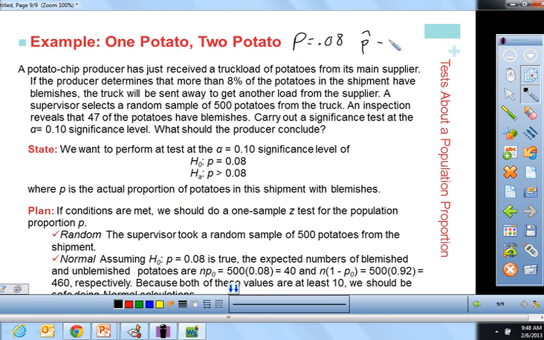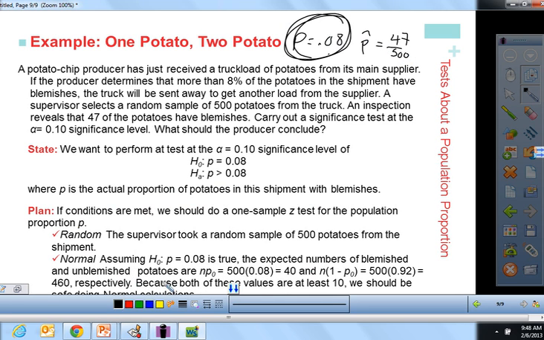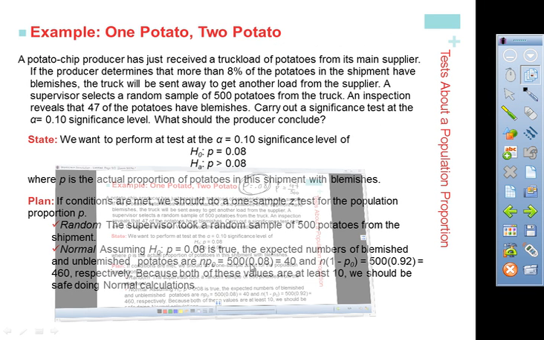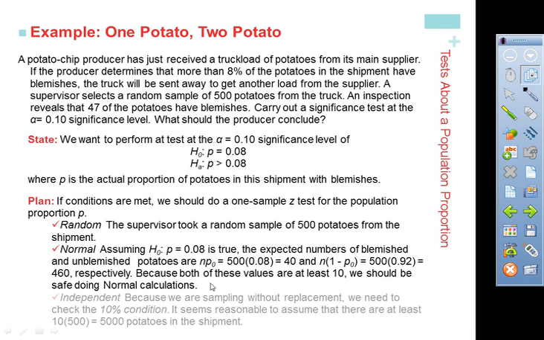P hat is 47 out of 500. Make sure you're using this one right here when you're checking your conditions. All right, I don't want you to get that confused. So we're using 0.08 and we check our conditions, and then we're going to assume there's at least 5,000 potatoes in the shipment because we sample without replacement, so our 10% condition rule applies.